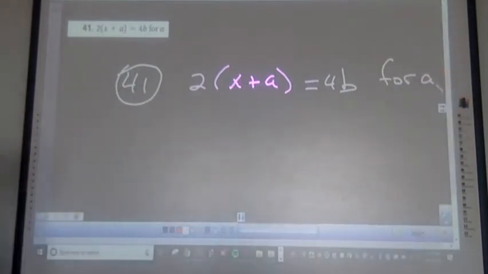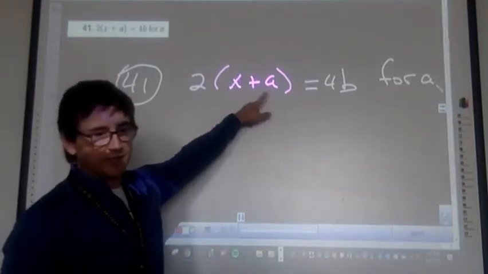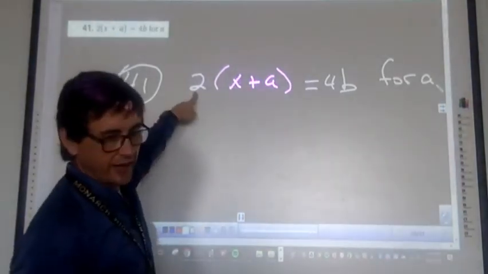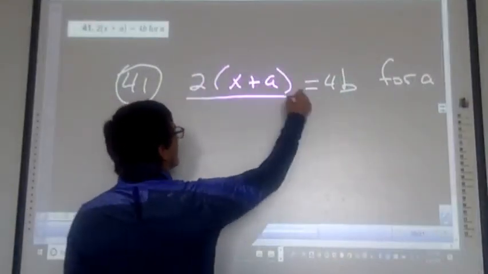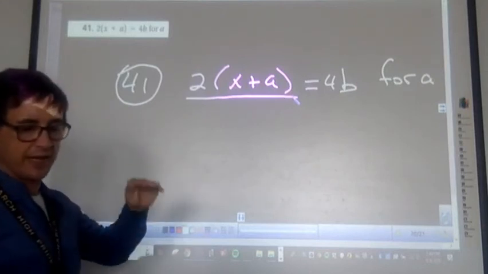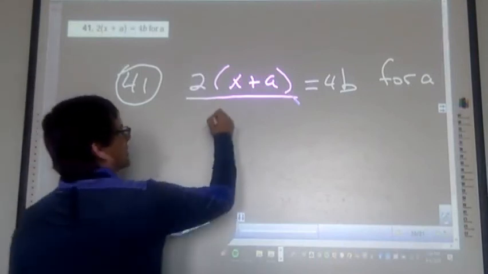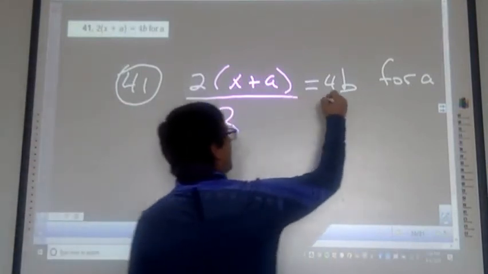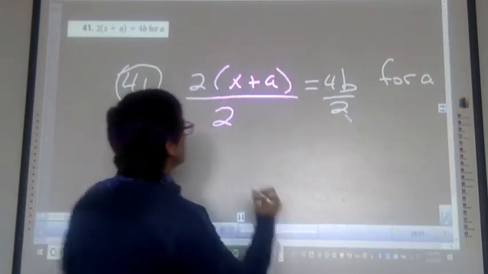So we're solving for A. A's in the parenthesis, which means that's in the way. So 2 times that parenthesis is in the way. First thing I'm going to do, many of you will probably distribute, and you can still get the correct answer. It just costs you a bunch more steps. If I divide that 2 out, because it divides evenly over here, it makes it even easier.